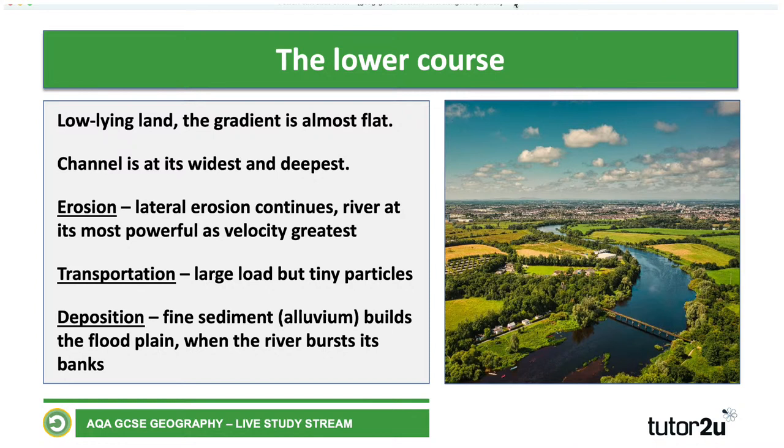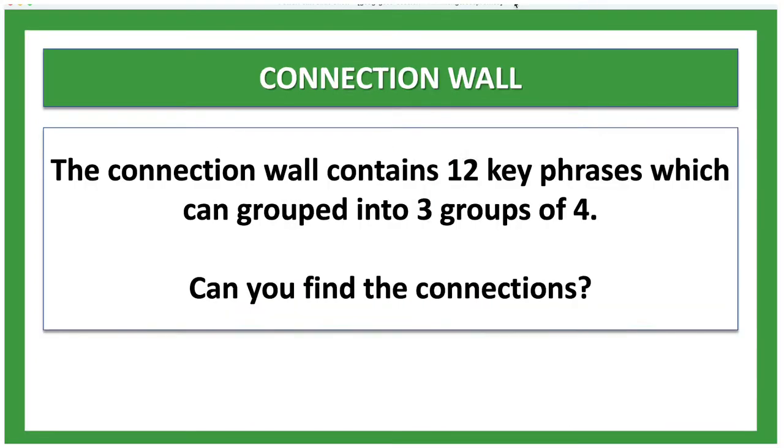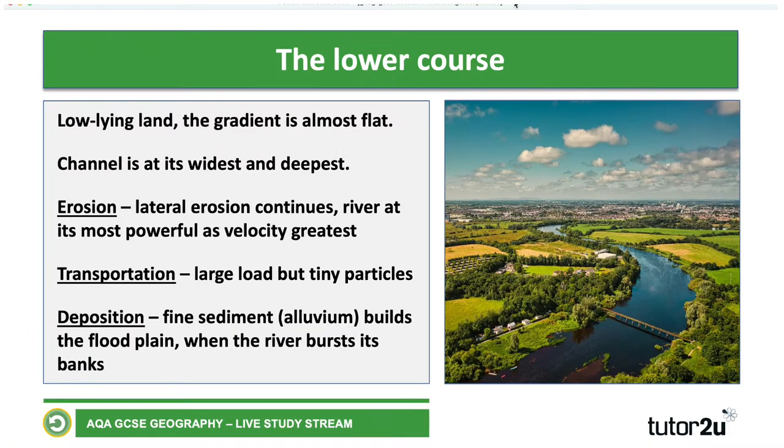So if we think about some of the landforms that we find as we move from the upper to the middle to the lower course: in the upper course, we will find waterfalls, gorges, V-shaped valleys and interlocking spurs. In the middle course, that's meanders and oxbow lakes. And in the lower course, we're looking at levees, floodplains, and estuaries and deltas.